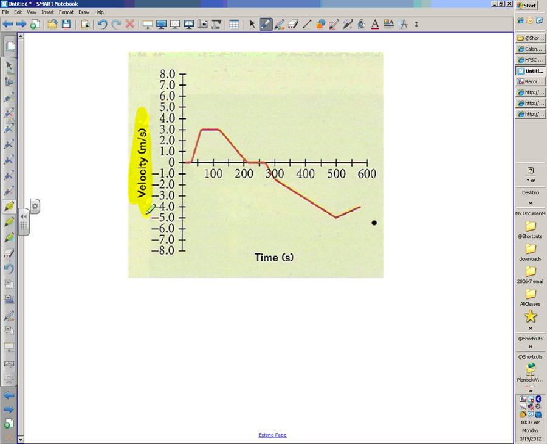This graph is telling you the velocity of that object, not the position, right? Position tells you where something is. Velocity tells you what it's doing. Starting off, there are two sections on this graph where this object is at rest. Discuss in your small groups. Where is this object at rest?